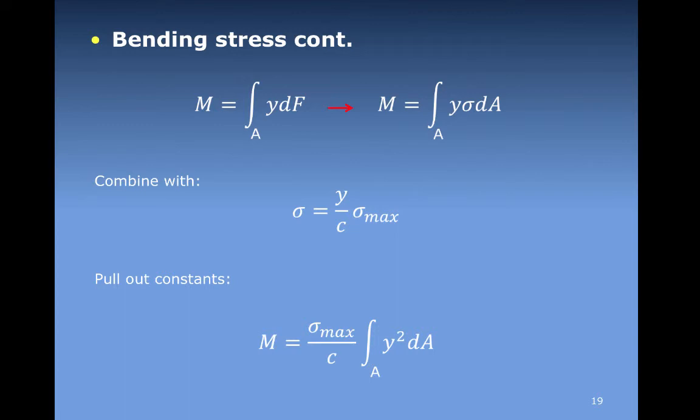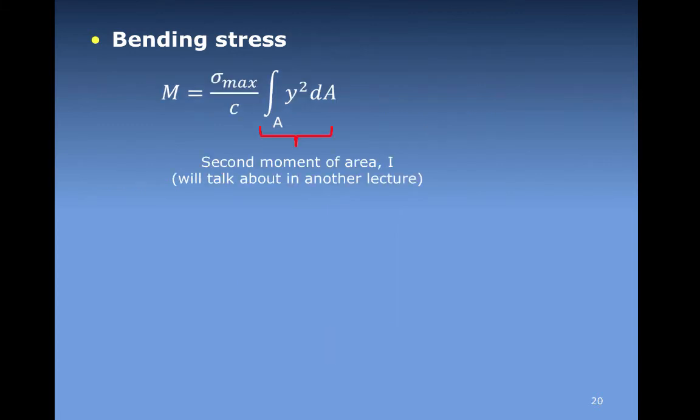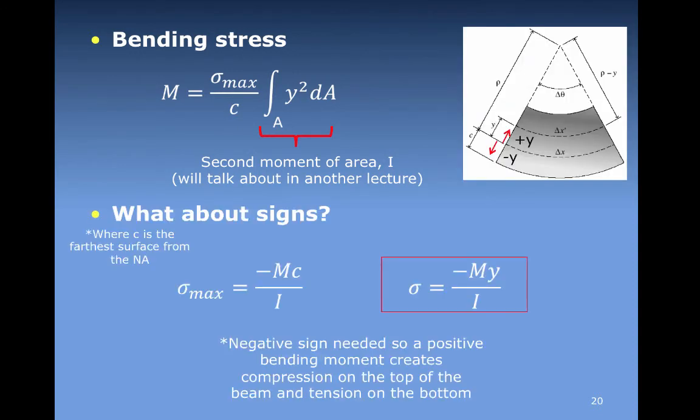This integral is a quantity that's known as the second moment of area. We'll talk about this quantity in another lecture, and this is the quantity that is used to design the beams in cross-section so that they support a wide variety of loads without failing. One final note on the sign convention for this.